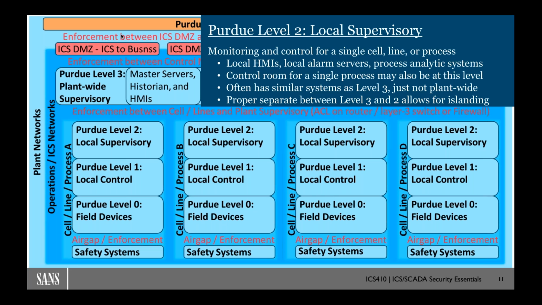So Purdue level 2 often is going to be more Windows-like and Linux-like machines, but you may still have some embedded systems there at level 2. But that is local supervisory equipment for only that one process.